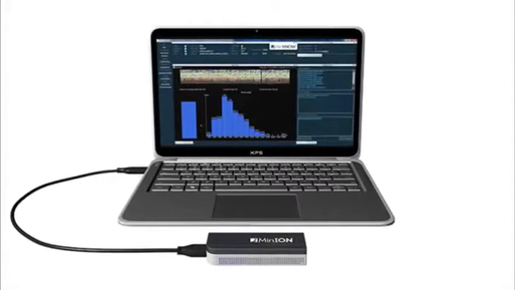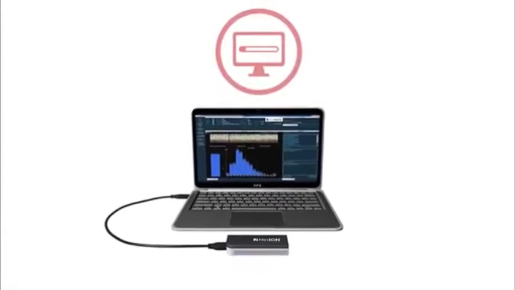MinKNOW controls the MinION. It carries out several core data tasks and can be used to change experimental workflows or parameters. It provides the user with real-time feedback of key sequencing metrics, such as read lengths and number of events, allowing the user to decide how long to run an experiment.